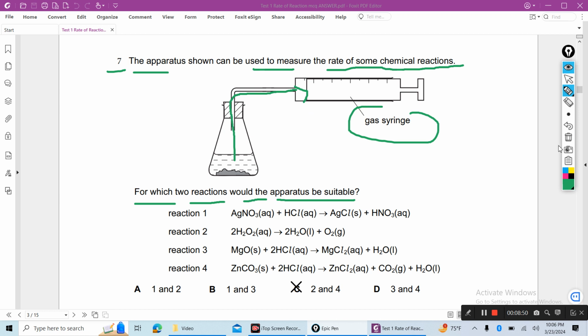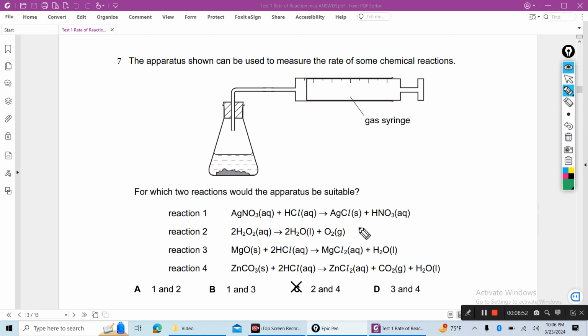By using this apparatus, you will be able to measure the volume of gas. So if any gas is produced, you can measure the gas. Reaction 1, no gas, so this is not suitable. Reaction 2, oxygen gas is produced, so you can measure the volume of oxygen gas. Reaction 2 is suitable. Now reaction 3, you see solid, aqueous, liquid, no gas, so this is not suitable.